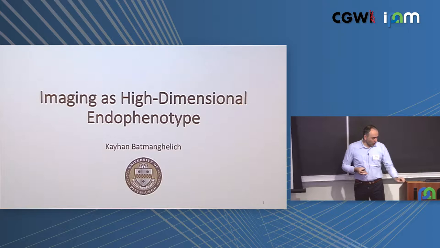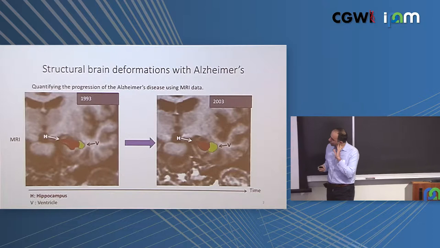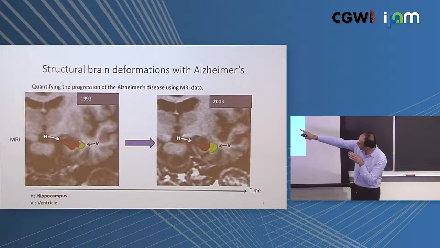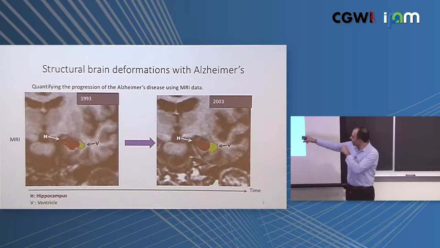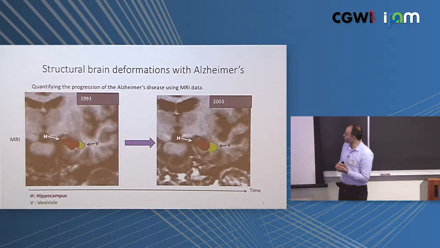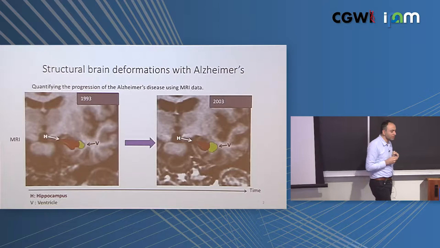Here is the brain image of a patient with Alzheimer's disease over the course of 10 years, and this red area that I'm showing you is a structure in the brain called the hippocampus. You see that as the brain ages over the course of 10 years, this area shrinks, and the green area, which is the fluid-containing area, takes its space. All of us, as we age, undergo loss of tissue, but this loss of tissue, because of the disease, is much more pronounced.